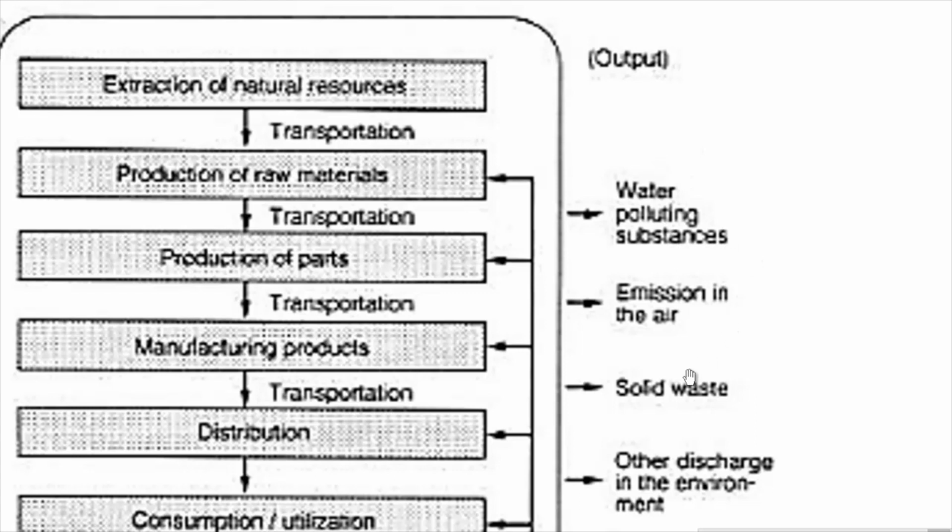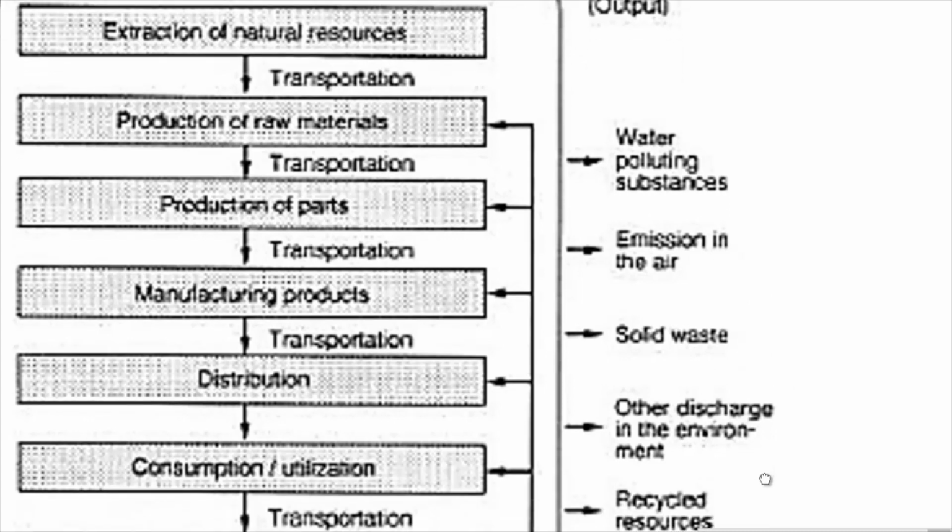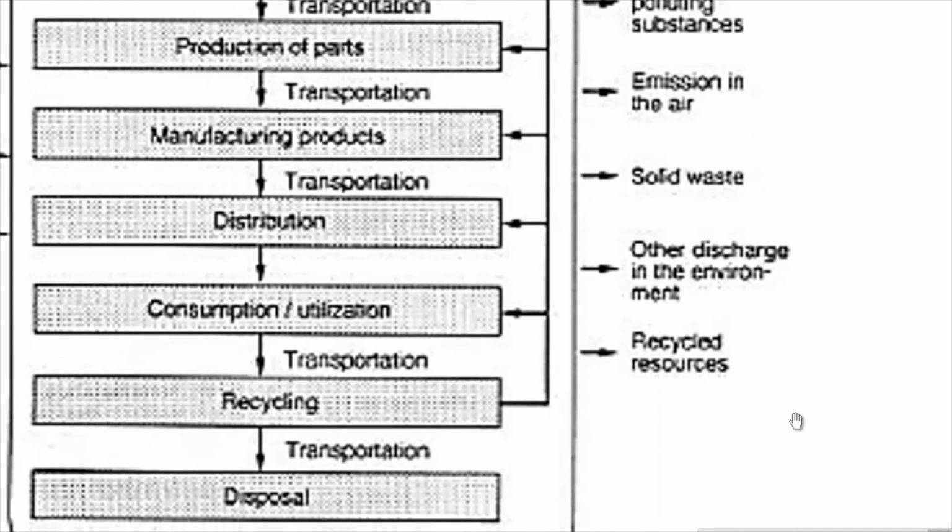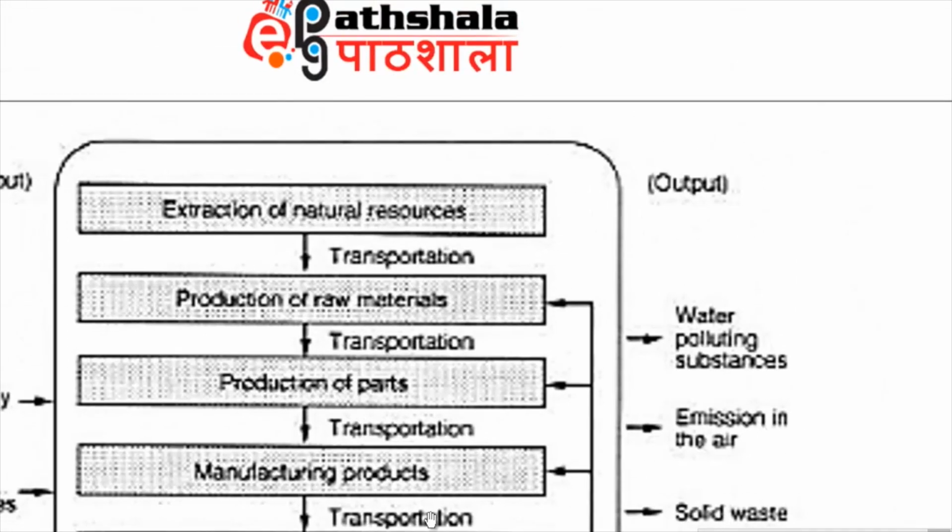Output, if you look at it, includes water polluting substances, emissions in the air, and globally the atmosphere also takes part in the output. There are solid waste treatments, discharge of waste materials, and the recycling of these materials. So, first is the extraction of natural resources. It is similar to what we have seen in the life cycle analysis.